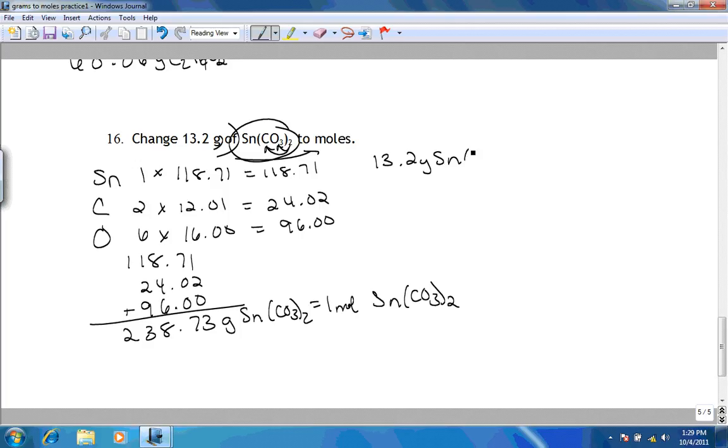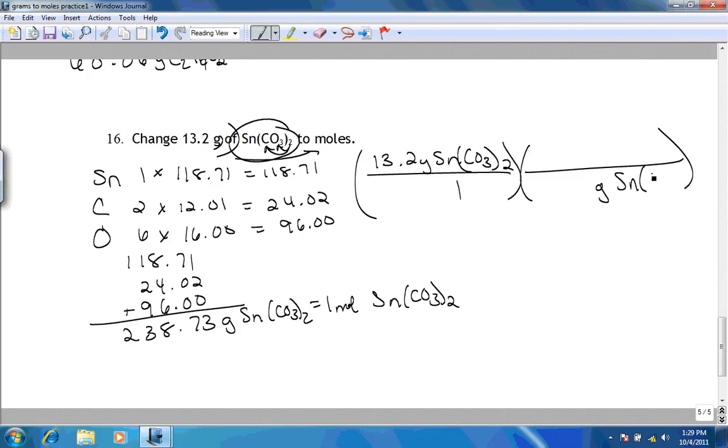So I'm going to put that number over 1. We have grams of tin(IV) carbonate on the top, which means I want grams of tin(IV) carbonate on the bottom. We look at our conversion factor. We notice here's our grams of tin(IV) carbonate, 238, on the same side of the equal sign, which means that it goes on the same side of the line. That is equal to 1 mole, so I'm going to put that on the other side of the line.